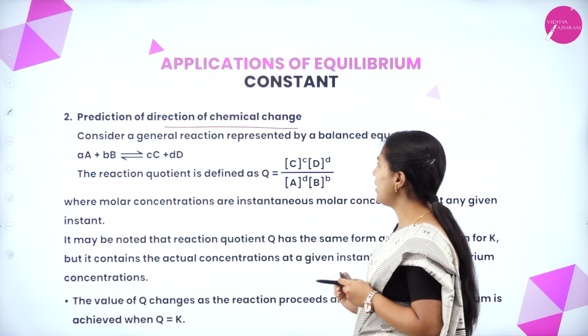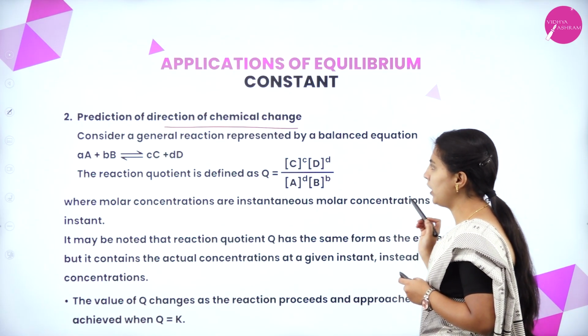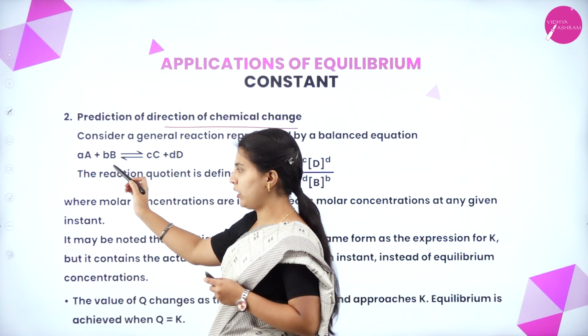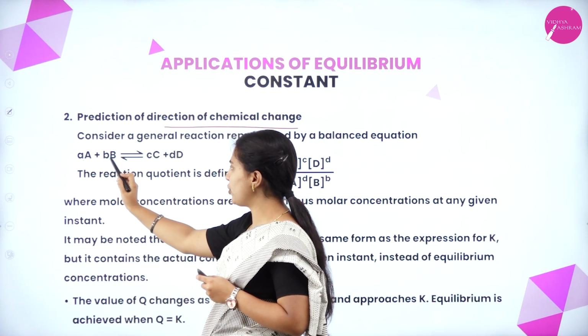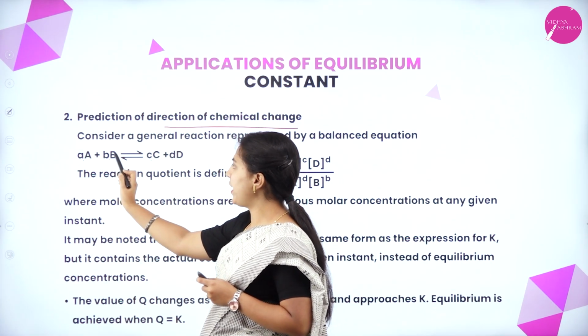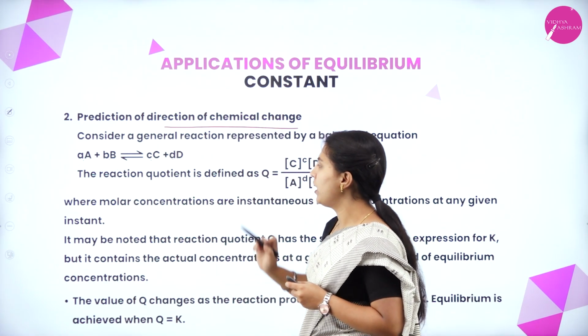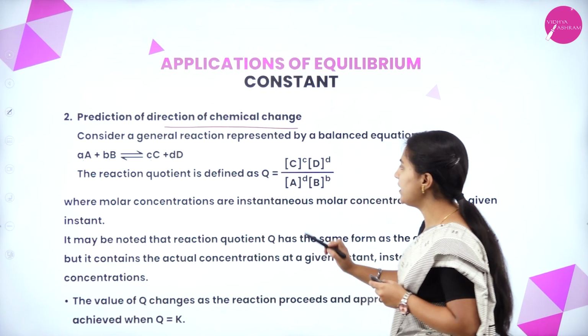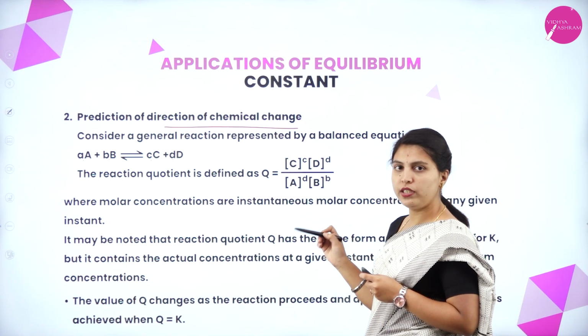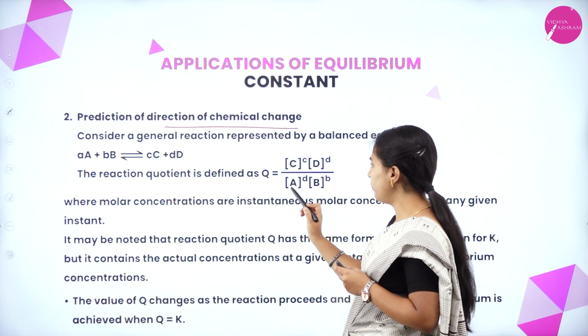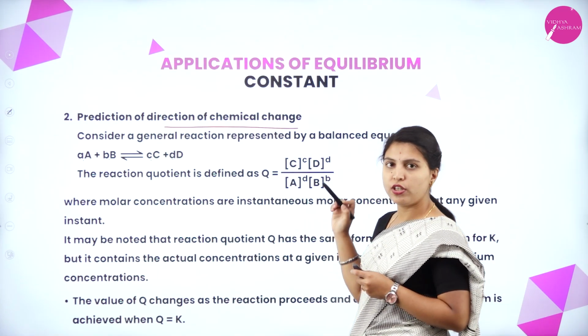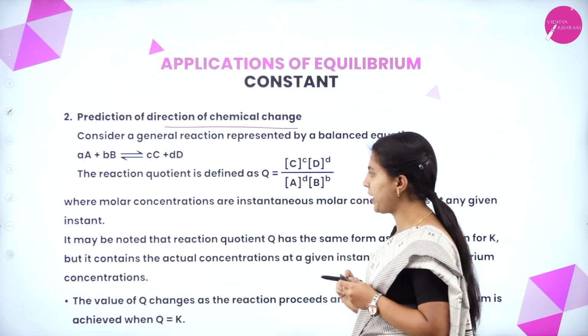Next, prediction of the direction of a chemical change. Consider a general reaction represented by a balanced equation. In the balanced equation, the small letters show the moles, with reactants A plus B and the products. The reaction quotient is defined as Q. The quotient is designated by Q. This one you know: concentration of products by concentration of reactants.